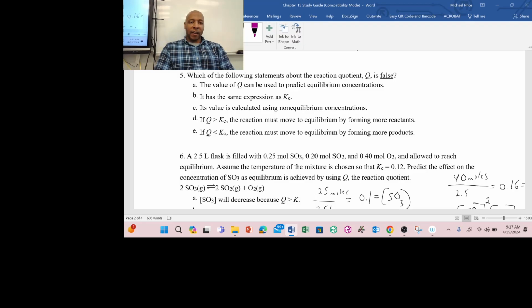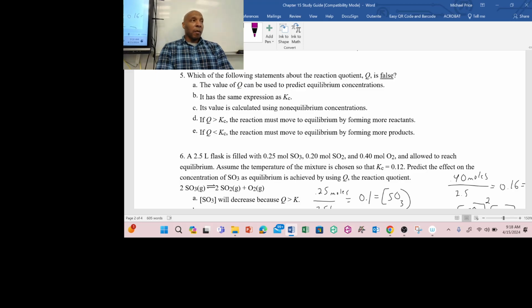Okay, so number 5 says, which of the following statements about the reaction quotient Q is false? Now, guys, as you recall, Q has the same form as the K term. You still take the concentration of your products raised to the powers associated with their stoichiometric coefficients and divide by the concentration of the reactants raised to the powers associated with their stoichiometric coefficients. The only difference is when you find K, you use equilibrium concentrations. Q, you use initial concentrations. Okay, that's the only difference.